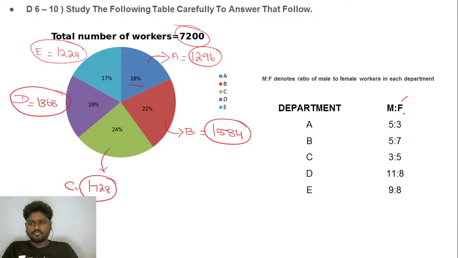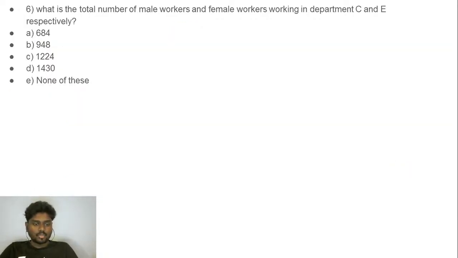And the ratio of male to female is given here. So let me find it wherever they ask in the question. Okay, so let's quickly get into the question part. Let's see what they're actually asking. The very first question: what is the total number of male workers and female workers working in department C and department E respectively?